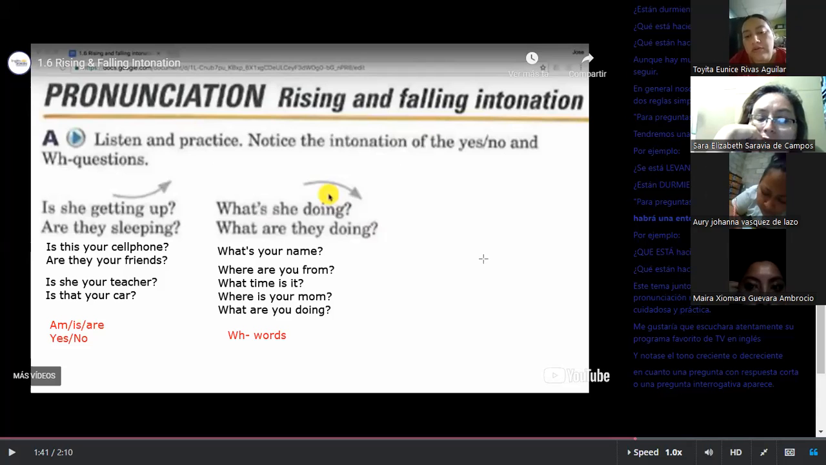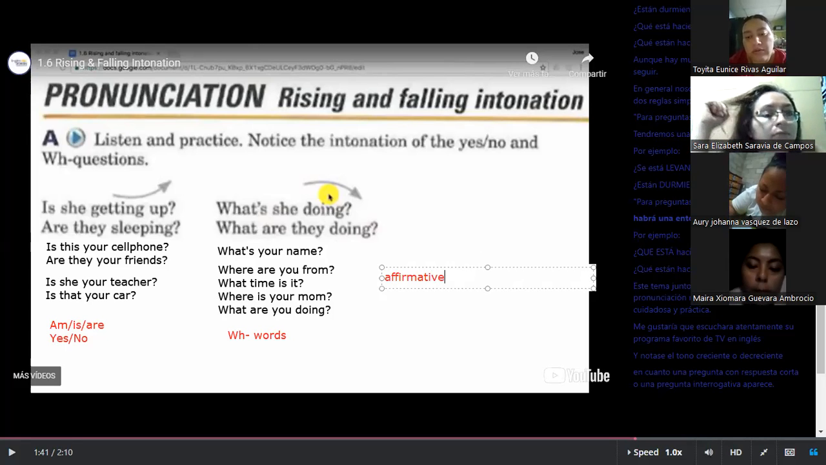Okay. ¿Para qué nos sirve la entonación, clase? ¿Para diferenciarla de qué? De las oraciones afirmativas. Affirmative. Si no, me están sonando como que es una afirmación. Pero no, es una pregunta, no es una afirmación. What's she doing? No. What is she doing?